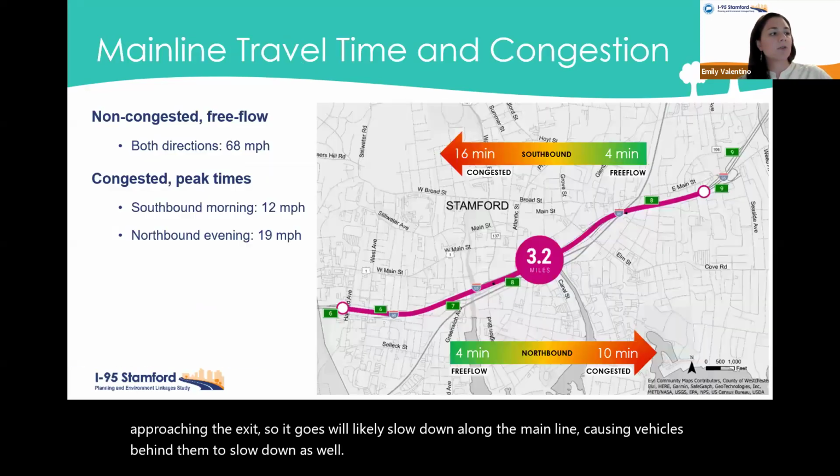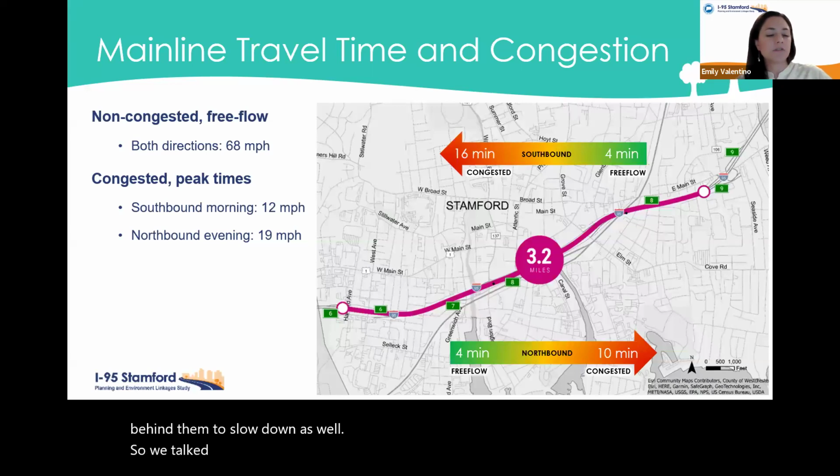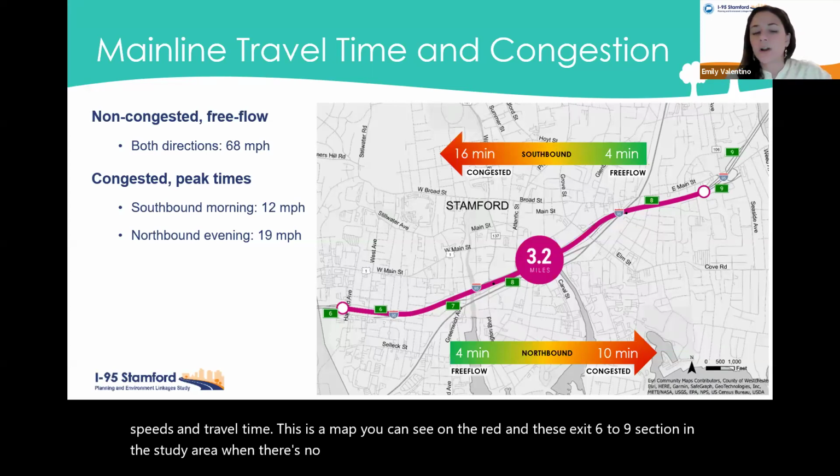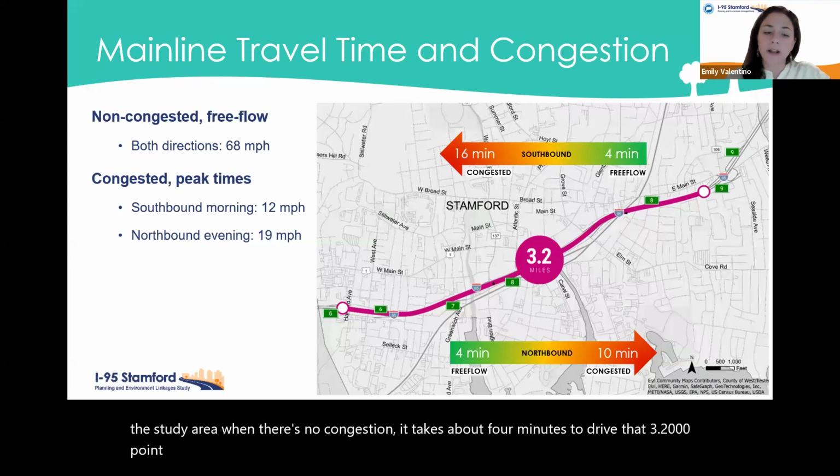So we talked about those were physical deficiencies. Now we'll talk about operational, so speeds and travel time. This is a map you can see on the right. These from exit 6 to 9, that's the 3.2 mile section in the study area. When there's no congestion, it takes about 4 minutes to drive that 3.2 miles, and that equates to about 68 miles per hour on average.